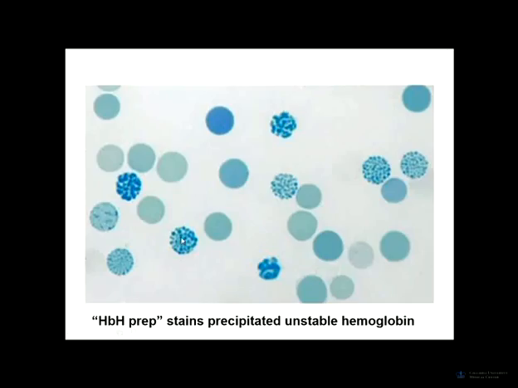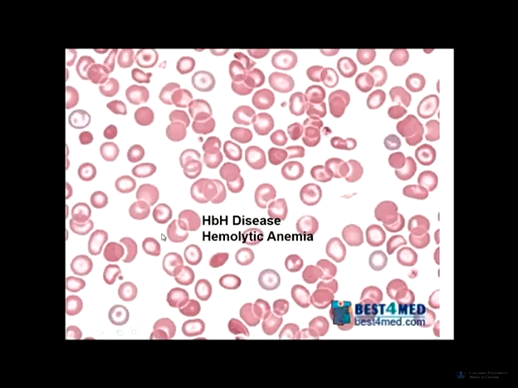This is the hemoglobin H prep, which is similar to what Dr. Eisenberger was showing with the Heinz body. This is precipitated hemoglobin. It just shows you that the hemoglobin H is unstable and it will precipitate in the red blood cells. When you look at the smear with hemoglobin H disease, you'll see target cells. You'll see polychromasia that's more bluish red blood cells, indicating that there's an increased reticulocyte count. So hemoglobin H disease is a hemolytic anemia, but it is not a severe disease.